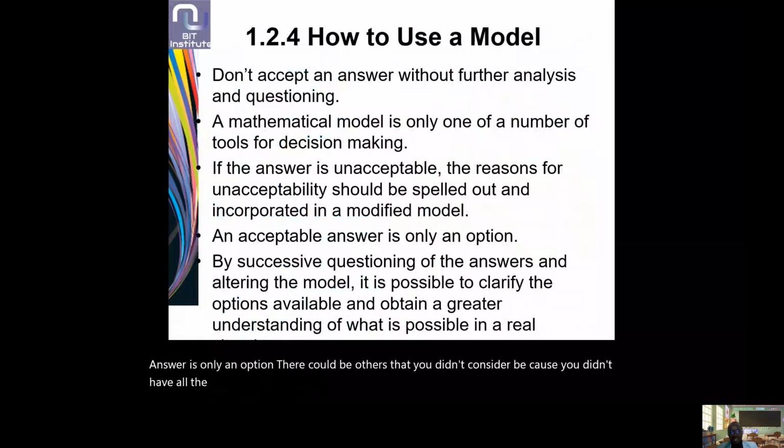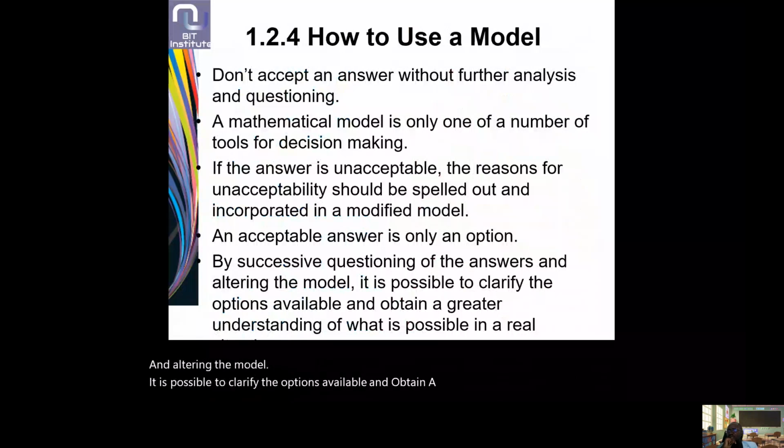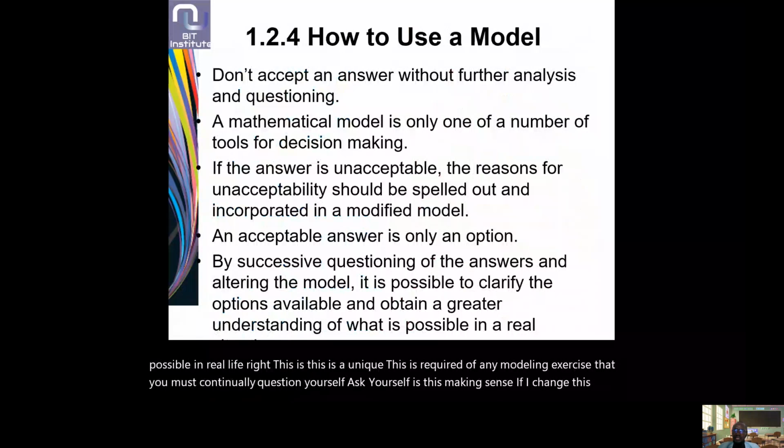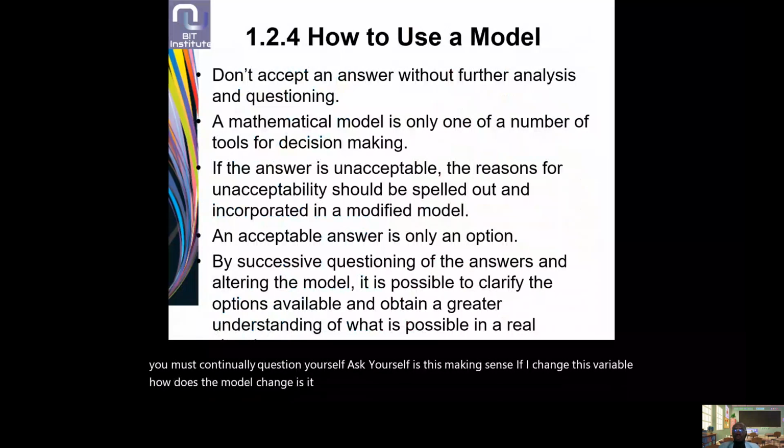And then probably another consideration is that by successive questioning of the answers and altering the model, it is possible to clarify the options available and obtain a greater understanding of what is possible in real life. Right? This is required of any modeling exercise, that you must continually question yourself, ask yourself, is this making sense? What if I change this variable? How does the model change? Is it much more realistic if I change this variable or not? These are some of the considerations you must keep in mind when you are modeling.